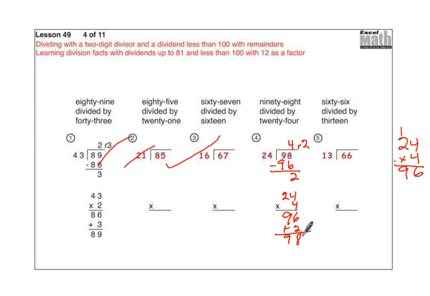Ta-da! Okay, 13 is 66. Oh, let's try, how about 4 again? 13 times 4, 3 times 4 is 12, and that's 52. Let's see. That might need to go in again. Let's try 5. 13 times 5. 5 times 3 is 15. 65. Now, there we go.